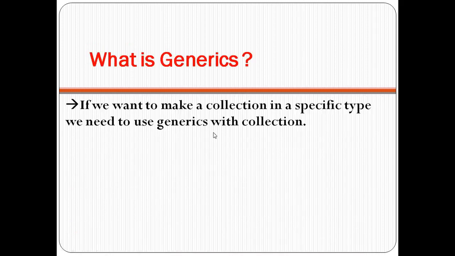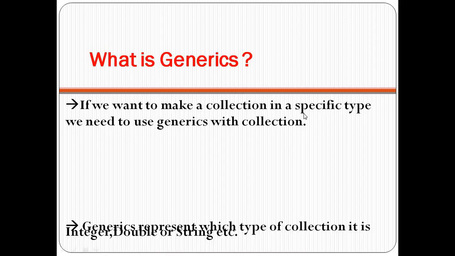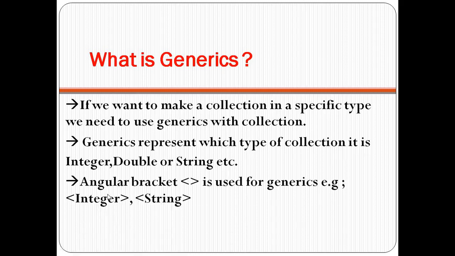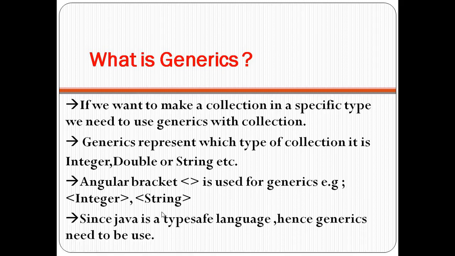And what is generics? If we want to make a collection of a specific type, we need to use generics with collections, because collection has no specific type. So if we want to give a specific type to a collection, we can use generics. Generics represent which type of collection it is: integer, double, string, etc. Angular brackets are used for generics, like integer, string, in this way. Since Java is a type-safe language, generics need to be used with the collections. Everywhere you are using collections, we must use generics also.